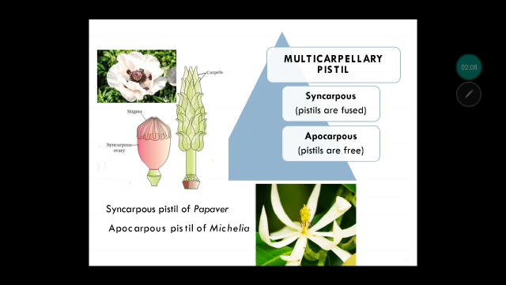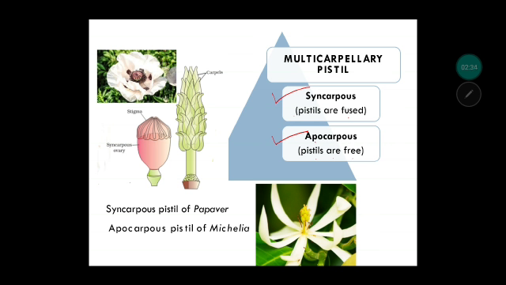Now coming to the next thing, this multicarpellary pistil, meaning containing more than one pistil, can be of two types. It can be syncarpous or apocarpous. Syncarpous means that the pistils are fused. Apocarpous means pistils are free. Now what do I mean by saying that pistils are fused?